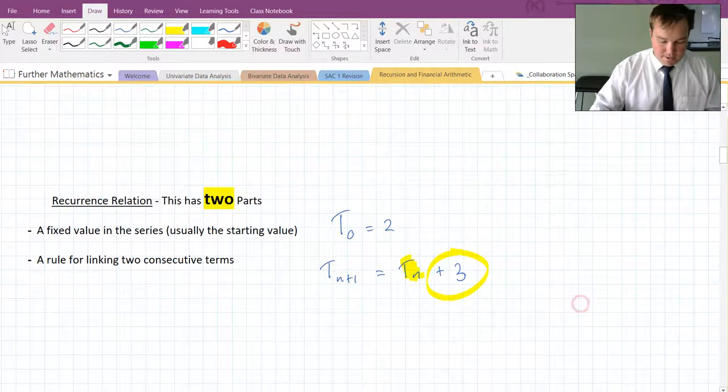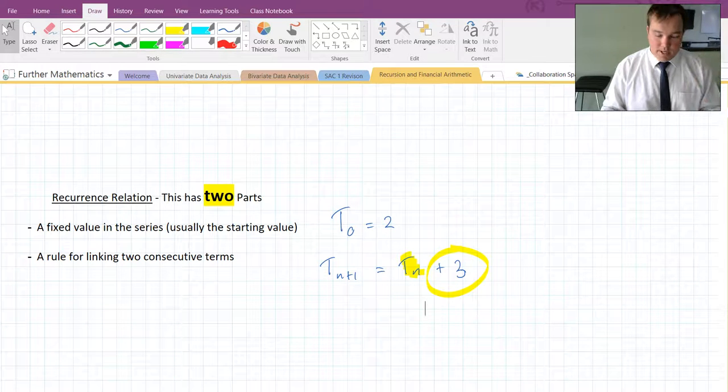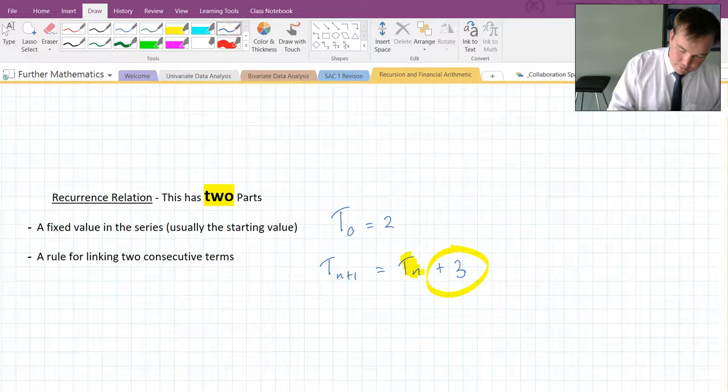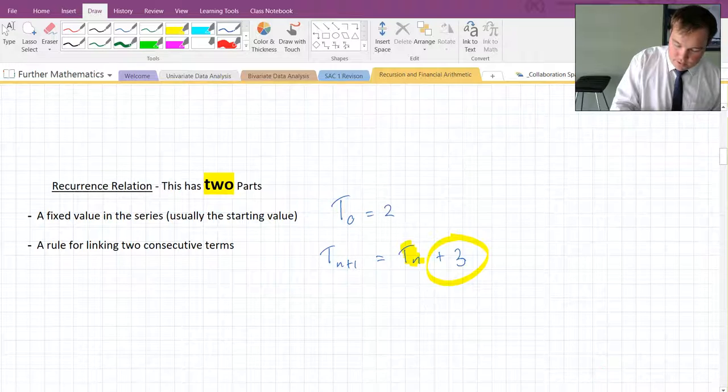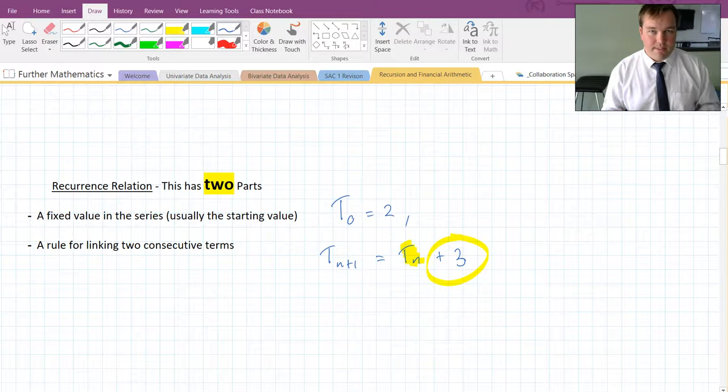So, let me just repeat. A recurrence relation has 2 parts. You need this one, a T0, then comma, and then a rule linking the next.